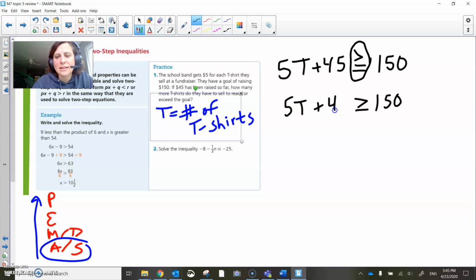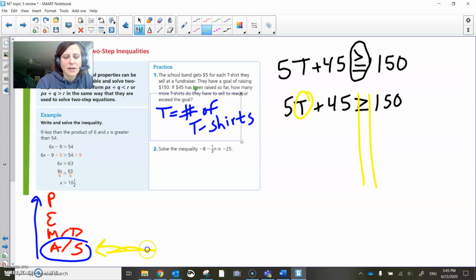Okay, so to get the letter T by itself, we've got the two sides of our inequality. And the first thing we're going to do is get rid of all of the addition and subtraction that's happening to the T. Right now, the only thing that's getting added or subtracted is this plus 45. So we're going to remove 45 from both sides.